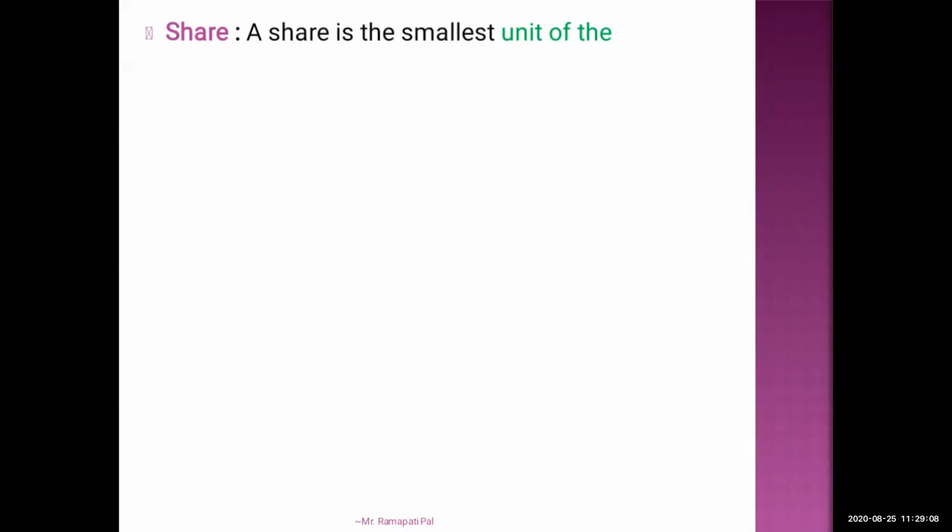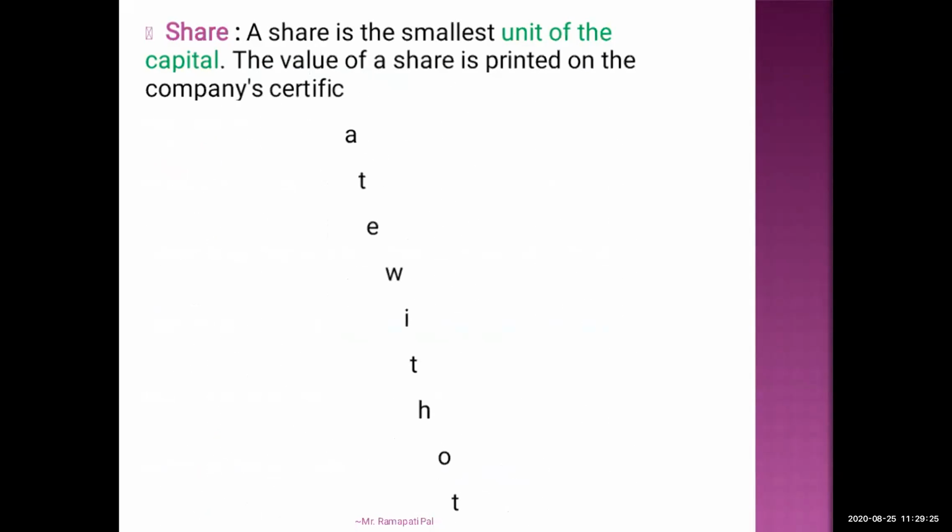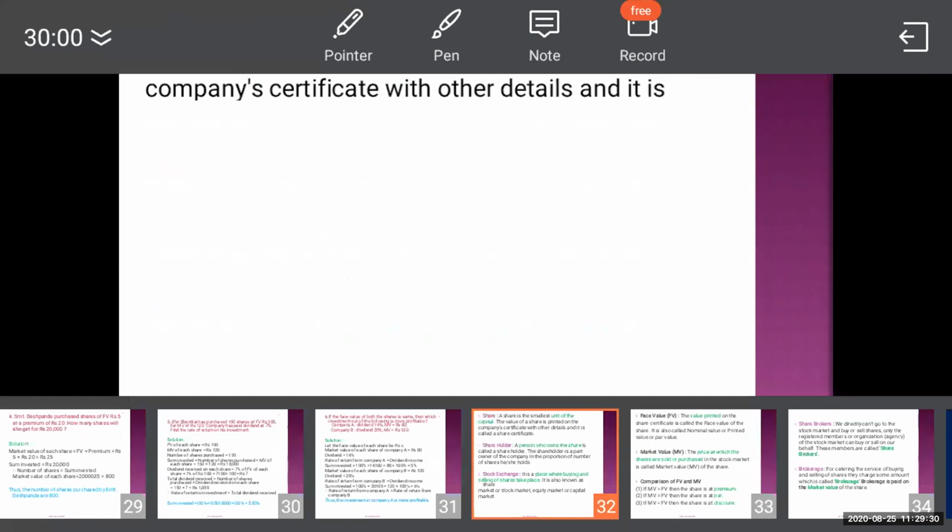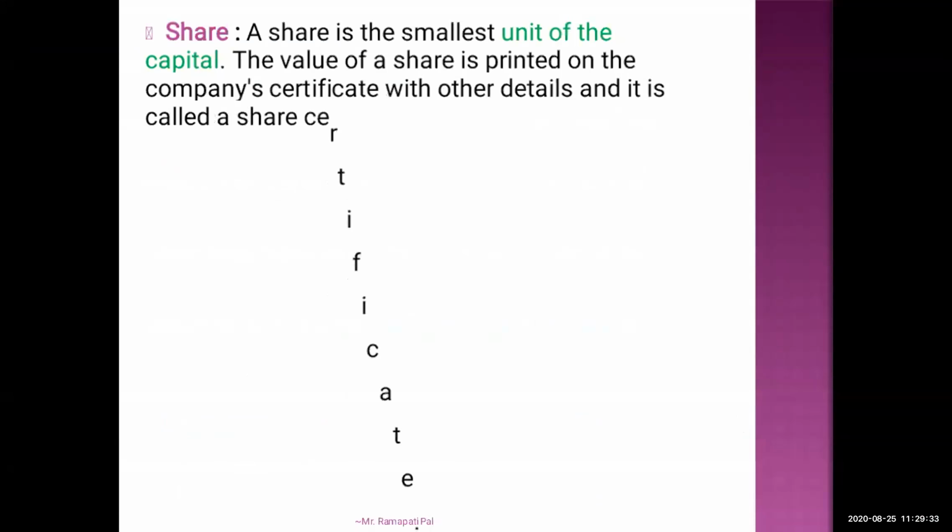A share is the smallest unit of the capital. Capital means the investment amount, money. So a share is the smallest unit of that capital. The value of the share is printed on the company's certificate with other details, and it is called the share certificate. I think you have heard this, share. Correct? Can you tell me any name? Yes, yes. Very good.